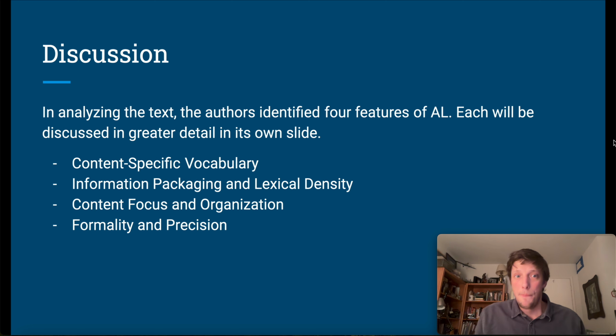In doing so, the authors identified 4 features of academic language. They are content-specific vocabulary, information packaging and lexical density, content focus and organization, and lastly, formality and precision. And we will unpack each of these further in its own slide.